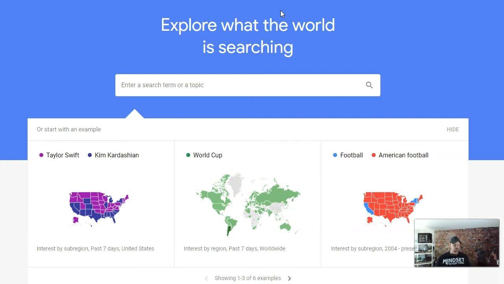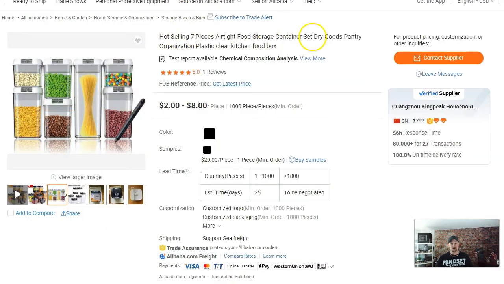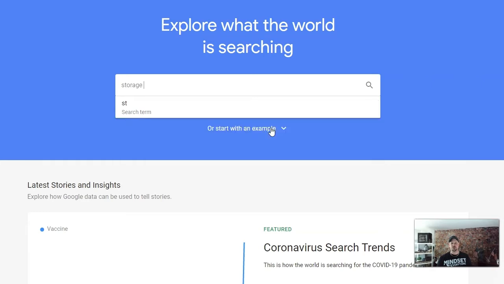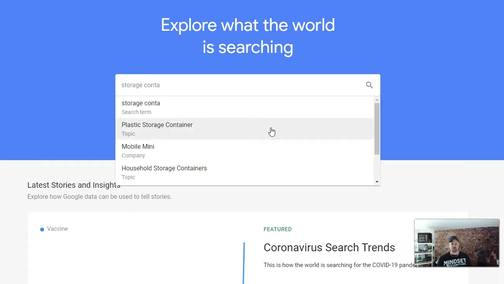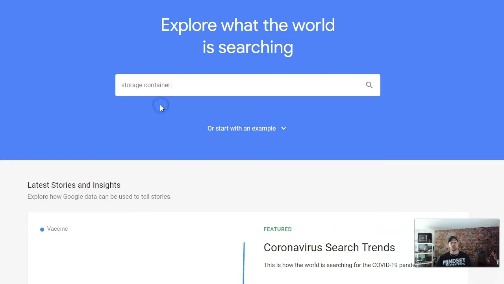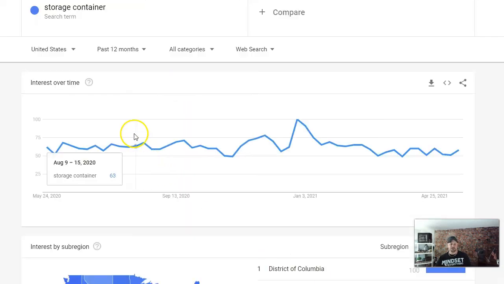So we would do, let's say, storage. What is it called? The category is storage containers. So let's do that. Let's see what it turns in. I'm just doing these as examples for you. Storage containers. All right. So we got storage container. And it's going to break down.